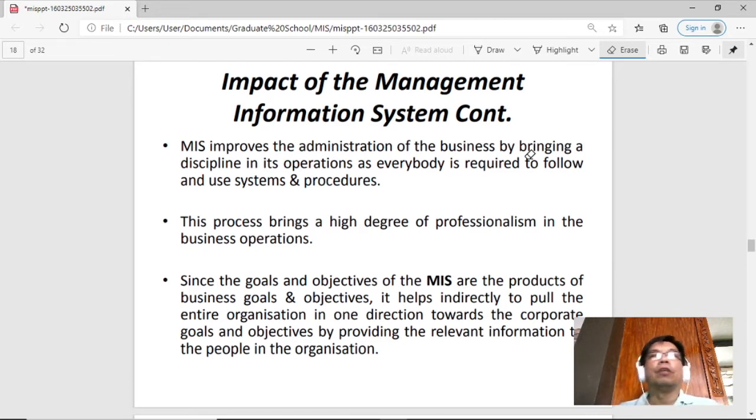I think that's self-explanatory. Since the goals and objectives of the MIS are products of business goals and objectives, it helps indirectly to pull the entire organization in one direction towards the corporate goals and objectives by providing the relevant information to the people in the organization.